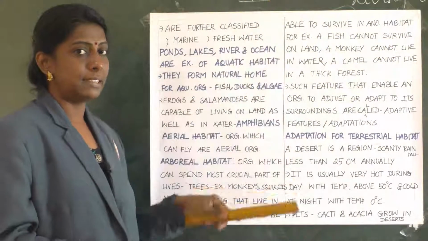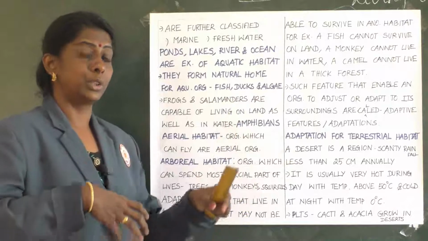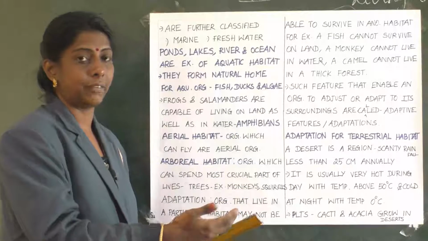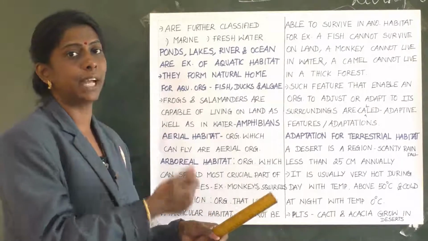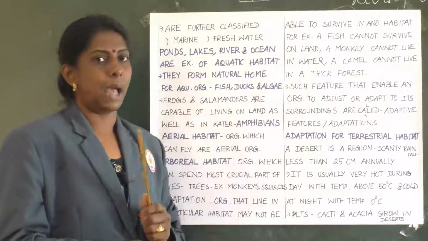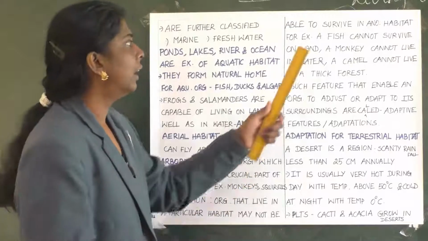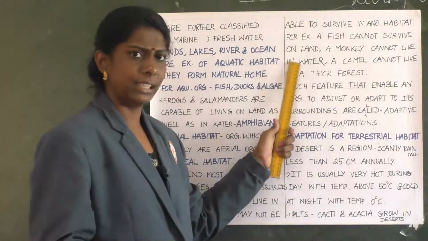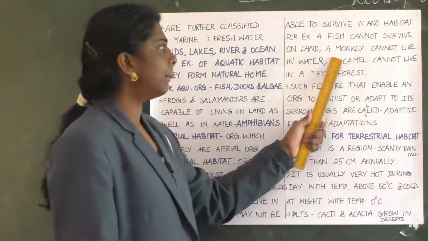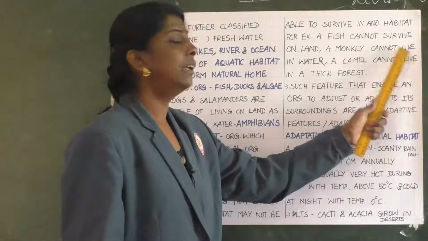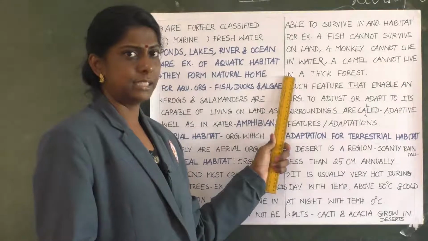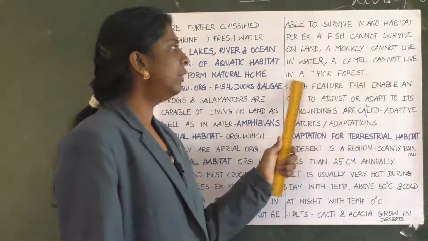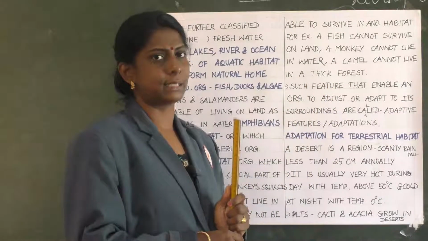Some organisms which are suited for a particular habitat cannot survive in another habitat. For example, a fish cannot survive on land, is it not? A monkey cannot live in water, isn't it? A camel cannot live in a thick forest.